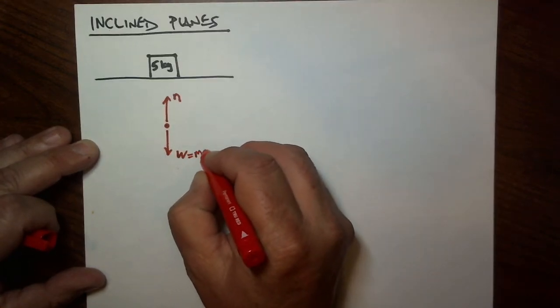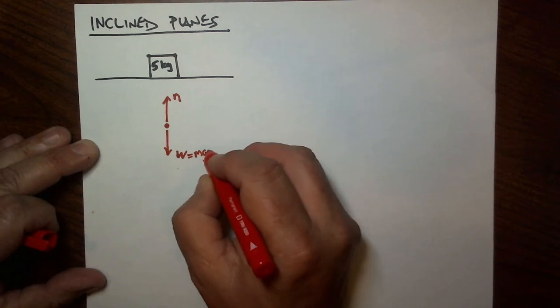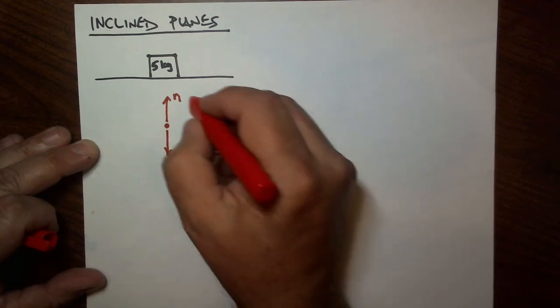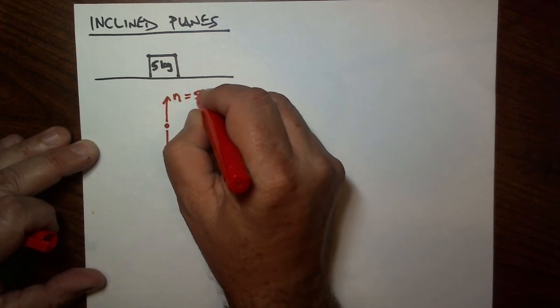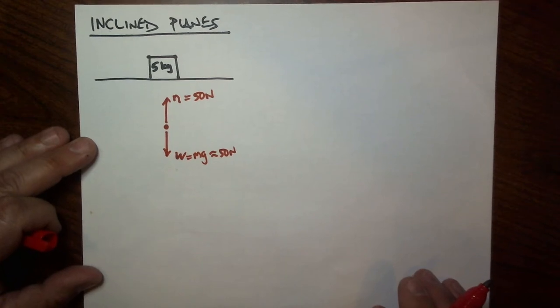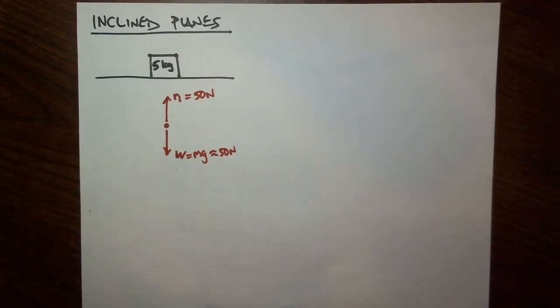Now weight equals m times g. The mass is 5, g is about 10, so this is approximately 50 newtons. And we can infer that the normal force must be 50 newtons. And this box is in equilibrium. But when we tilt the plane, some interesting things happen.